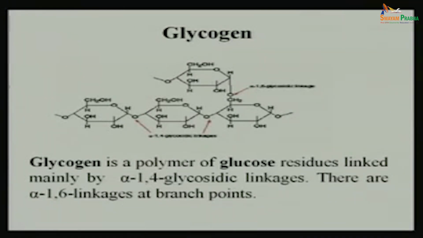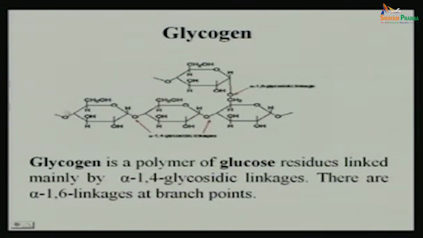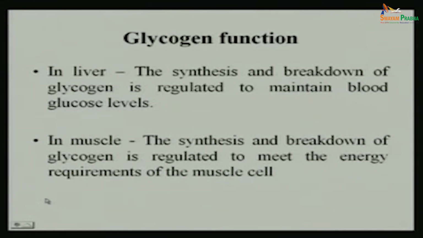As in my earlier classes, I have told you that glycogen is the storage food material in animals. Now, if we see the structure of glycogen, we can find that glycogen is a polymer of glucose residues which are linked by alpha 1,4 glycosidic linkages and alpha 1,6 glycosidic linkages. When there is branching, it is an alpha 1,6 glycosidic linkage.